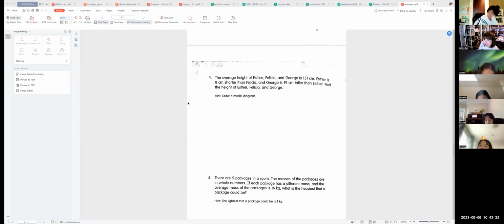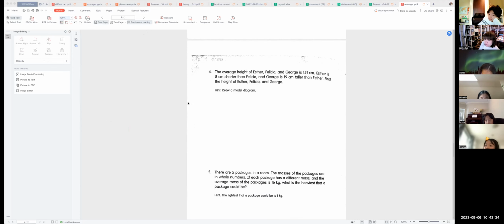Everybody, let's take a look at 4. The average height for Esther, Felicia, and George is 151 centimeters. Esther is 8 centimeters shorter than Felicia, and George is 19 centimeters taller than Esther. Find the height of Esther, Felicia, and George.